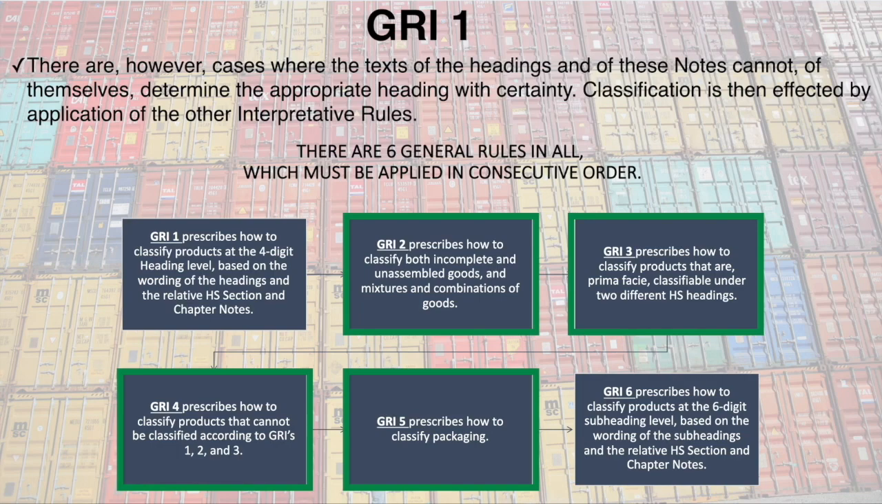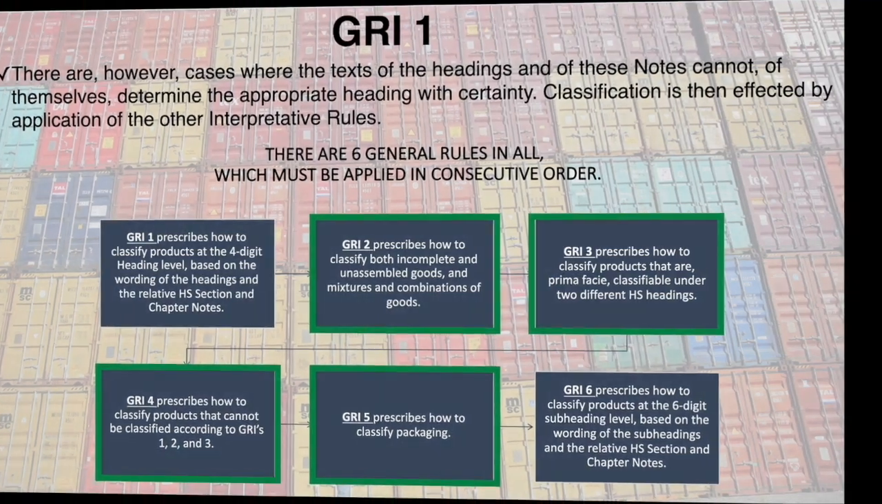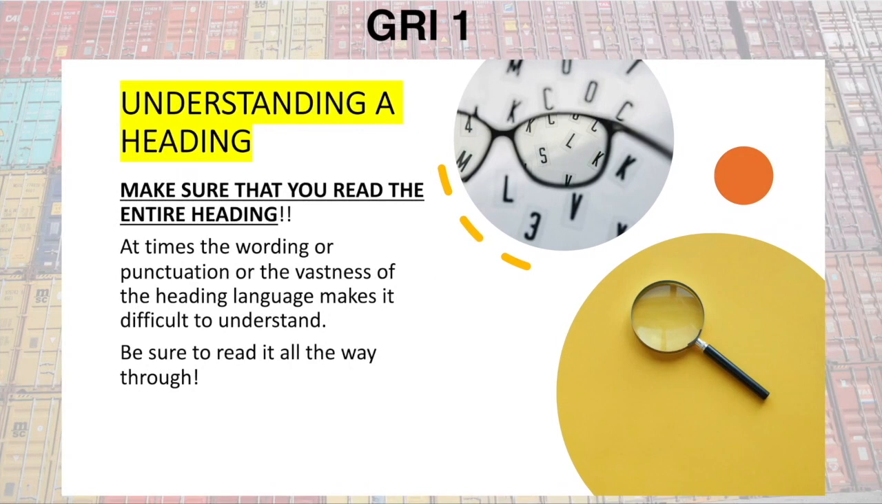Then, as a piece of advice, when you are classifying and applying Rule number 1, our golden rule, 2 actions are compulsory. First, please understand the heading. Make sure that you read the entire heading. At times, the wording or punctuation or vastness of the heading language makes it difficult to understand. Be sure to read it all the way through.